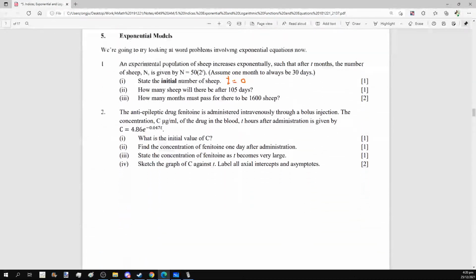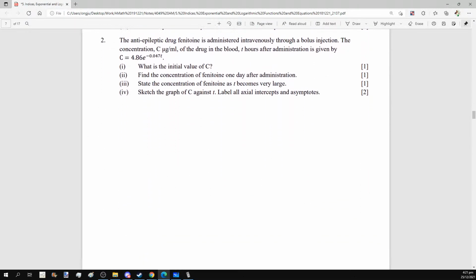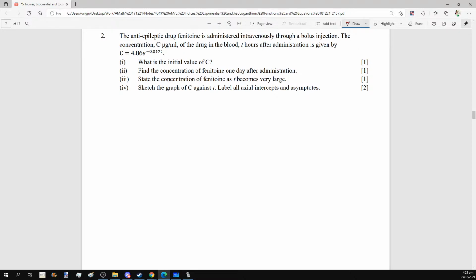Right, so now that my stylus is fixed, we shall take a look at question 2 over here as a practice as well. We have some drug over here, very funny name, phenytoin. I'm pretty sure medically we use the spelling phenytoin instead, as in PHE, referring to phenyl groups, but on a consumer side perspective, phenytoin suffices. So in this case, we have a formula given to us, concentration equals 4.86 e to the power of negative 0.047 t, and the time is in hours.